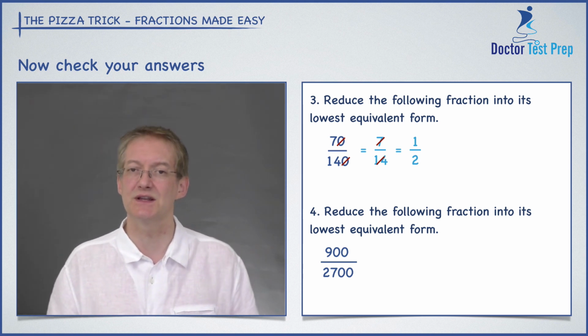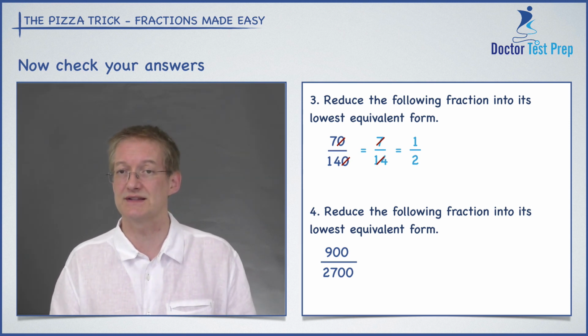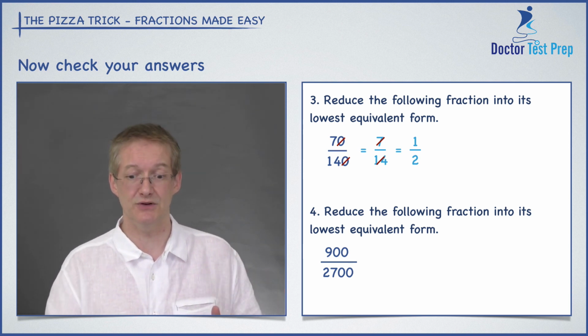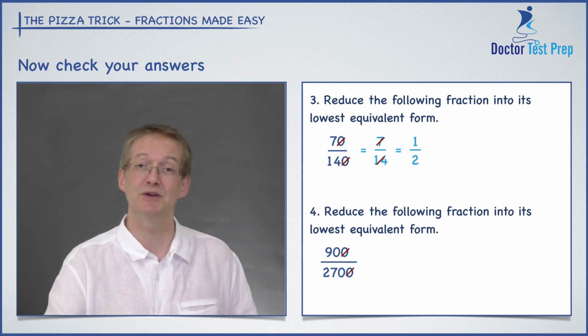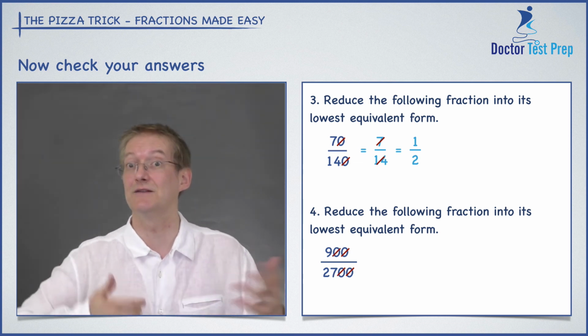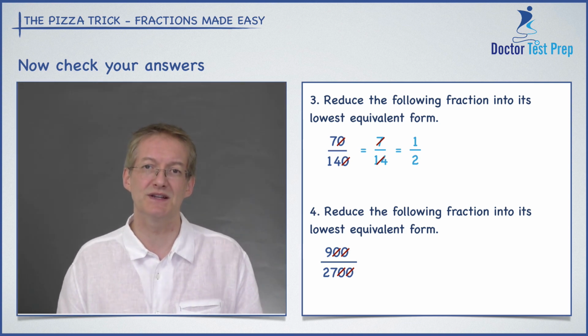Reduce the following fraction into its lowest equivalent form. We got 900 over 2700. So notice that the top and the bottom both end in 0, so I'm going to get rid of that 0, and I'm going to repeat it again and get rid of that 0. So I'm really dividing by 10 and then dividing by 10 again, or dividing by 100. That leaves us with 9 over 27.